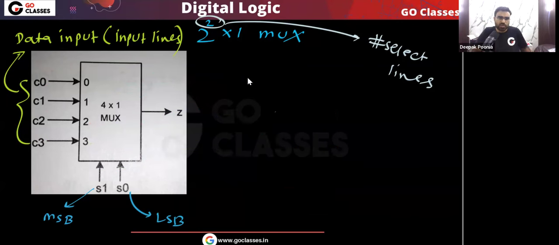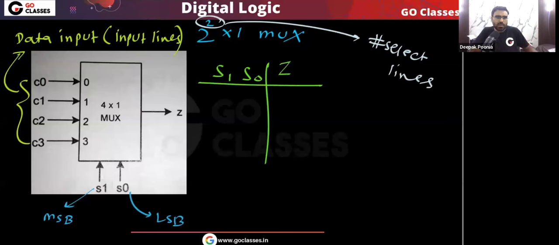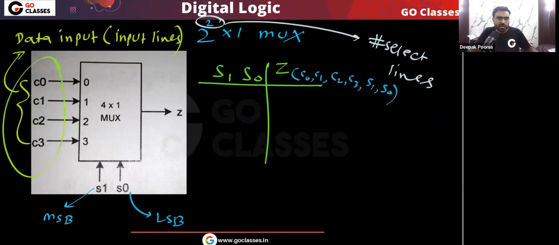Okay, so I can create the truth table very easily. You can see these are the select lines S1 S0, and this is our output. Remember, the output depends on what? The output depends on these data inputs as well as these select inputs. So the output depends on C0, C1, C2, C3, and also on S1, S0. The output is basically a function of these 6 inputs. These are the data inputs and these are the select inputs, but the output is basically a function of these 6 inputs.